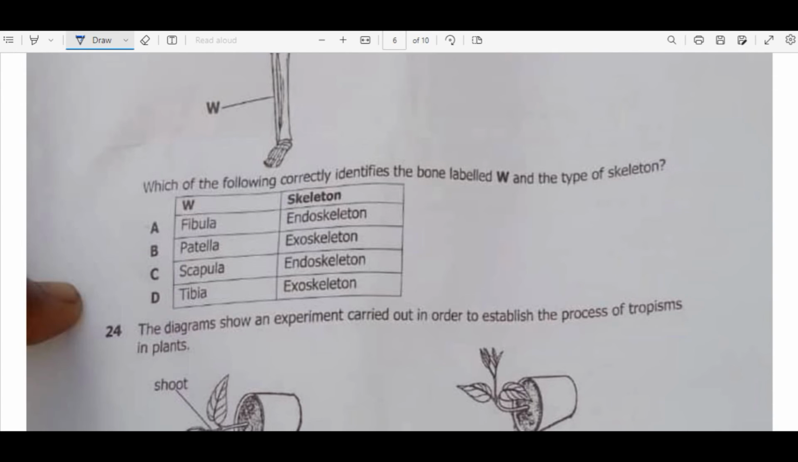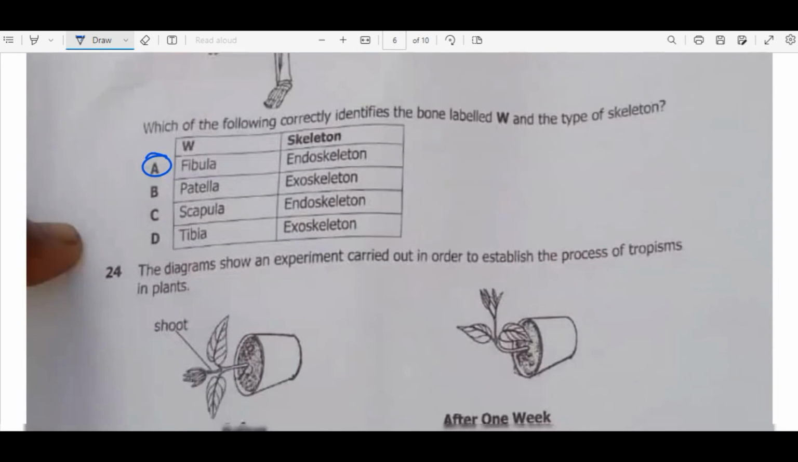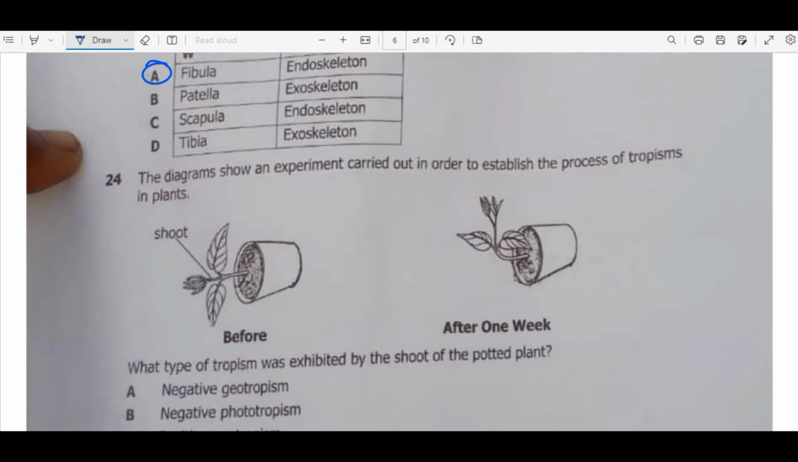So we are looking at now W. So W, when you look at it very carefully, you find that W is fibula. That is an endoskeleton. So the answer there, it is A. And then the diagram shows an experiment carried out in order to establish the process of tropism in plants. So you find that this is the response, because we are looking at the stimulus. So we have a shoot there. So this is before, and then we have after 1 week. So you find that this has changed. So the change is that it has started going up.